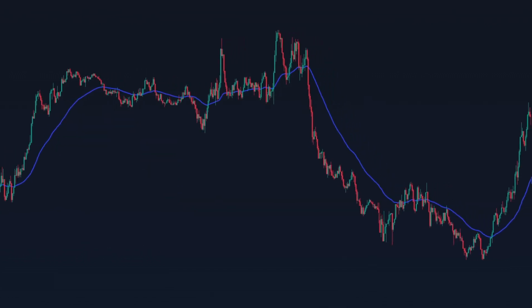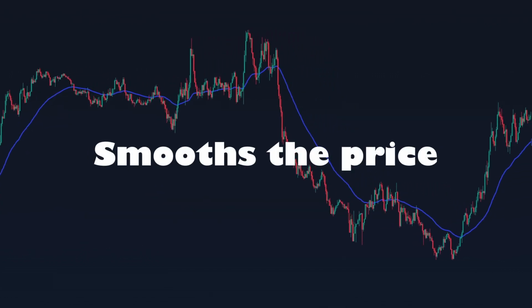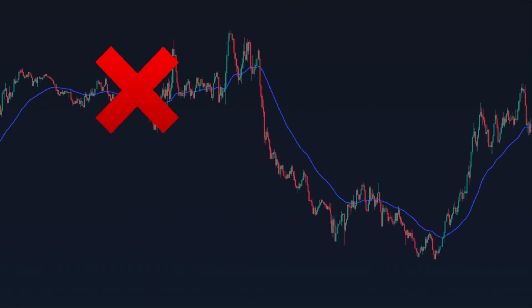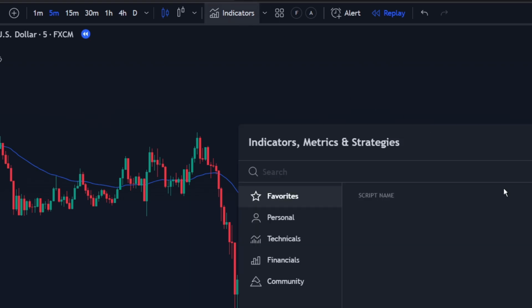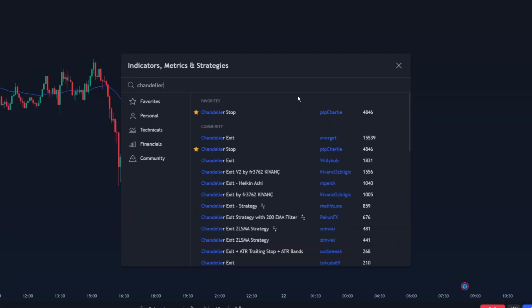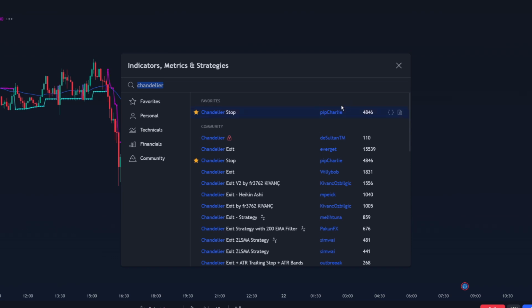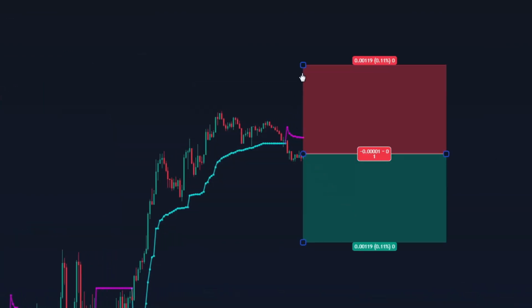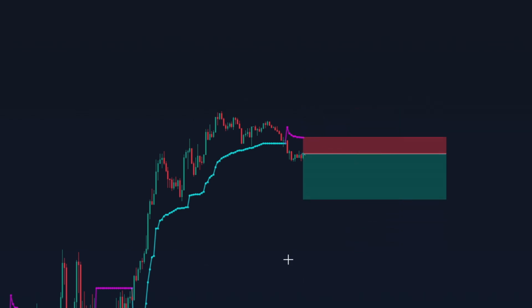This indicator, as many of you already know, smooths the price to help us identify the market trend more easily by ignoring market noise. Next, go to the Indicators tab and search for Chandelier Stop and click the one by Pip Charlie. We will keep the default settings for this one. This indicator automates the placement of stop loss levels by tracking the ATR.